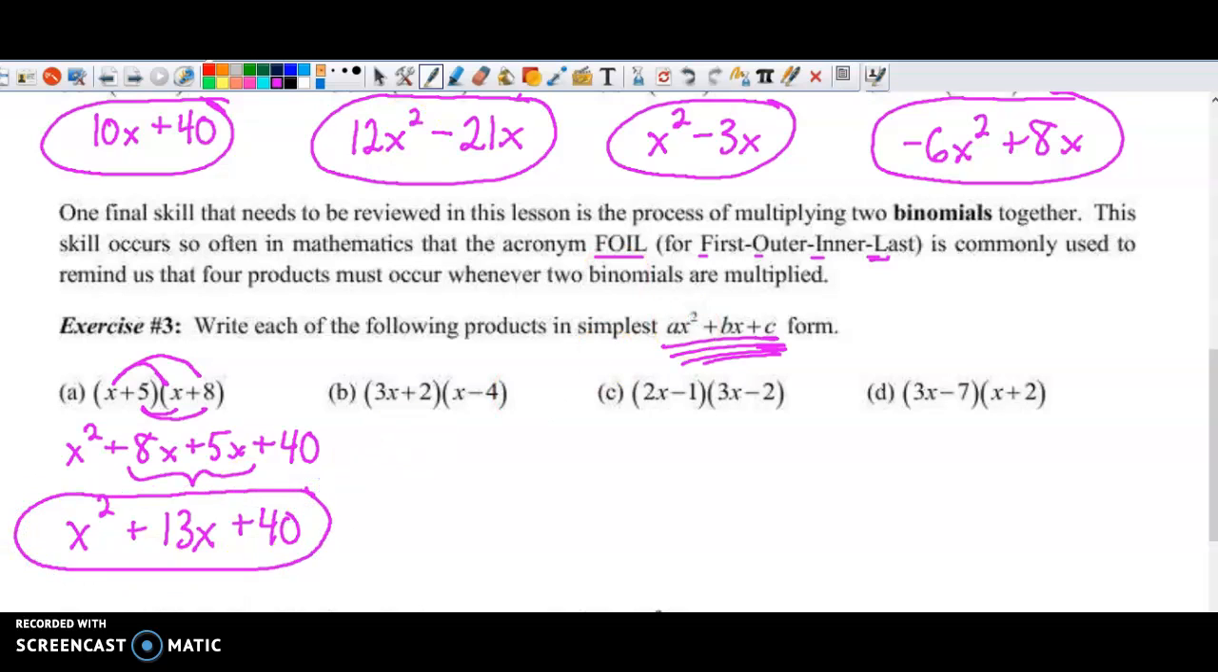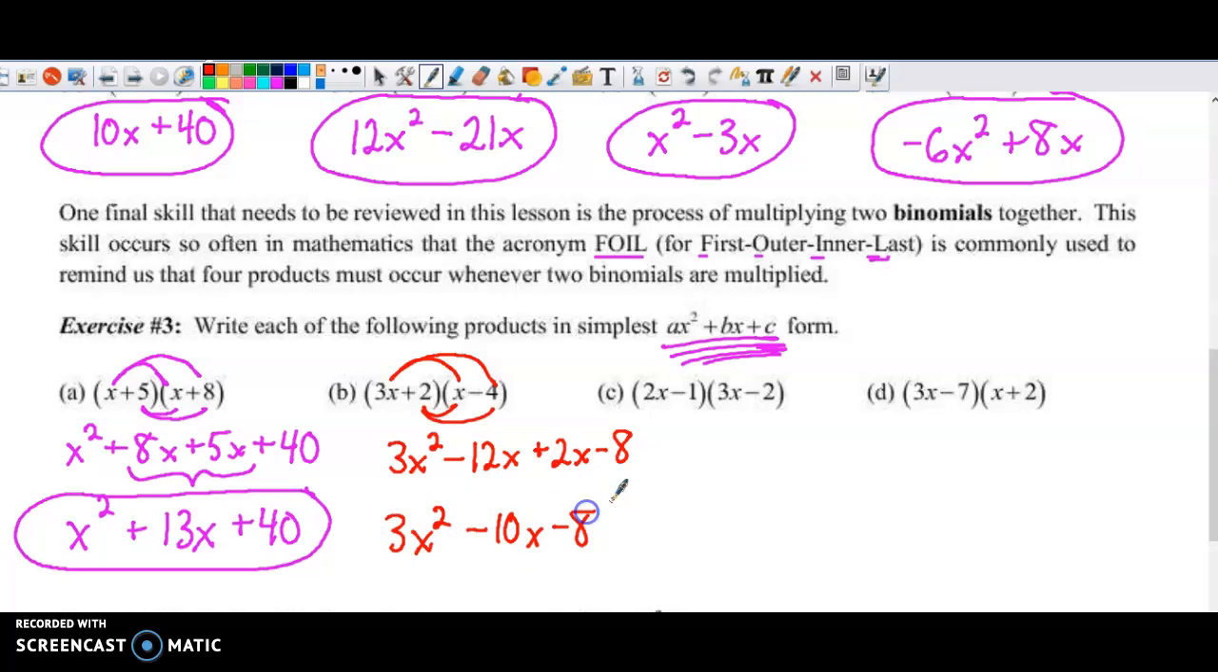Moving on to the next one. I'm kind of tired of this color. Distribute in there, or FOIL, whatever works for you. So we're looking at 3x times x is 3x squared, 3x times 4 is negative 12x. Now distribute 2, or do the inner with the outer, or last, excuse me. So again, you're not done until you simplify. Negative 12 plus 2 is negative 10x, and that negative 8 stays the same.